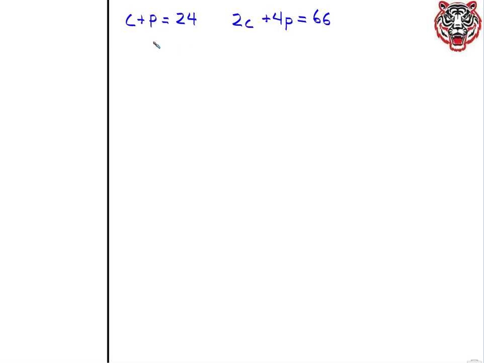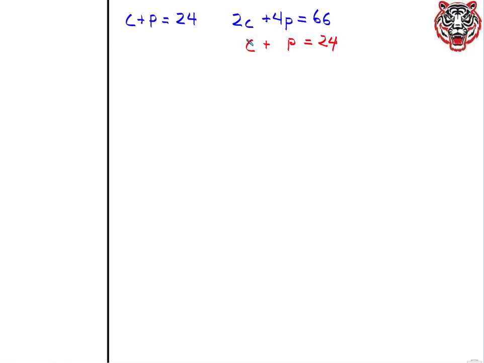Okay, so if I write them one above the other, let me rewrite this: C plus P is equal to 24. All I did was rewrite this equation underneath my second equation. So how can I multiply the top or bottom equation so that when I add them, I eliminate one of the variables? Divide by 2? Oh, that's something new. We've never done that before, but we could do that.